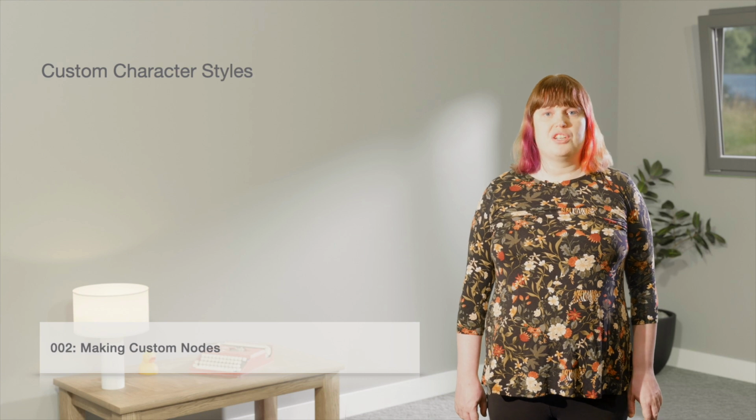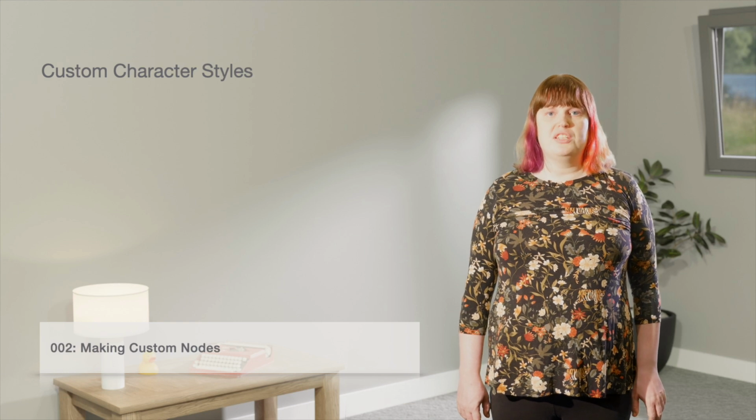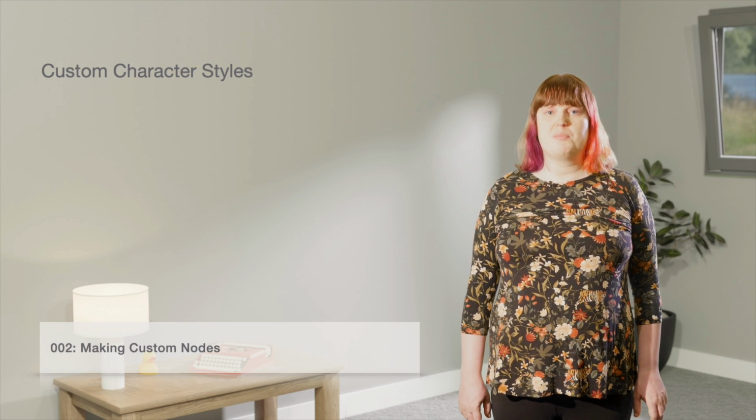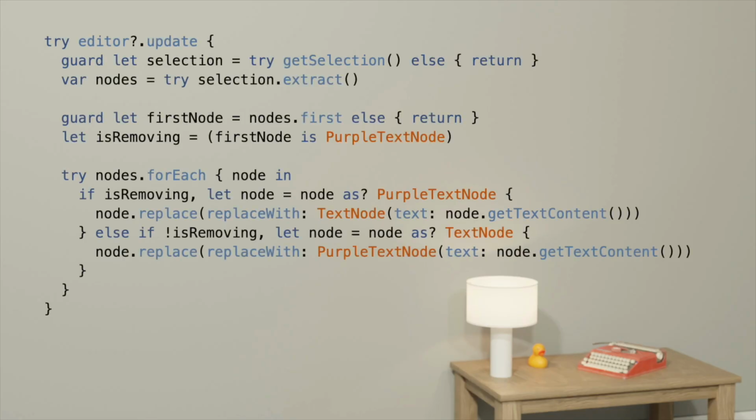If you want more information on how to build custom nodes, see the session Building Custom Nodes. For now, I'll talk about what you'll need to do in order to use these nodes in response to a toolbar button. Here we have a purple text node, and we're going to apply it to the selection. First, use the extract method to obtain just the nodes within the selection. We're going to check whether the first relevant node is already a purple text node, so that we can know if we're applying or removing our style.